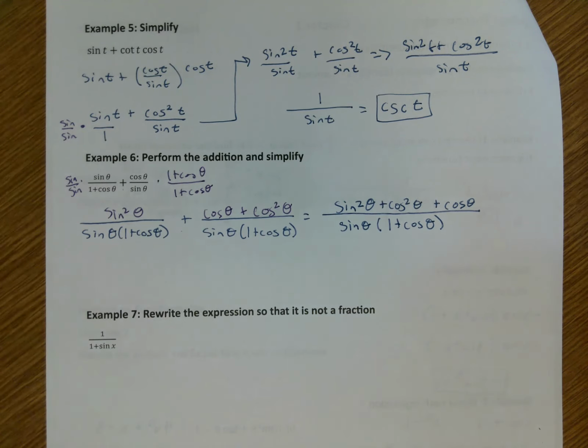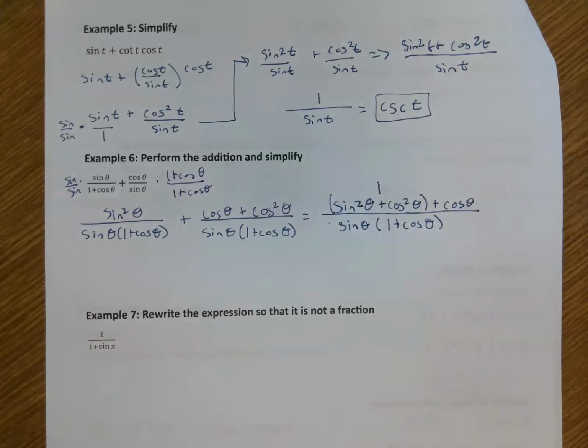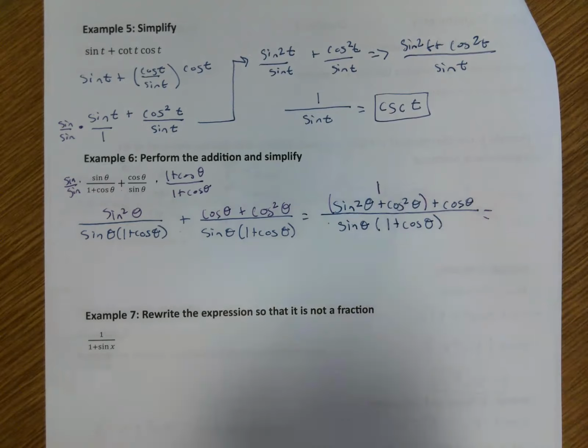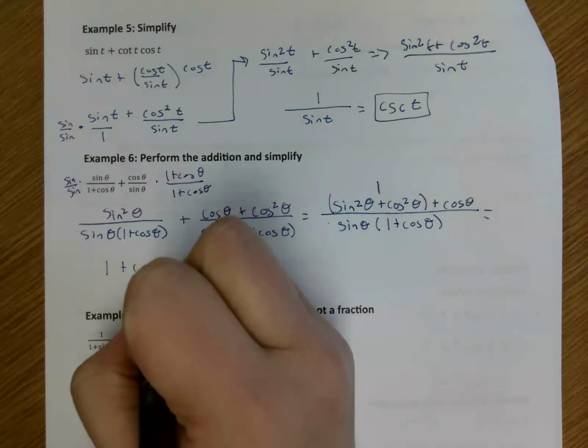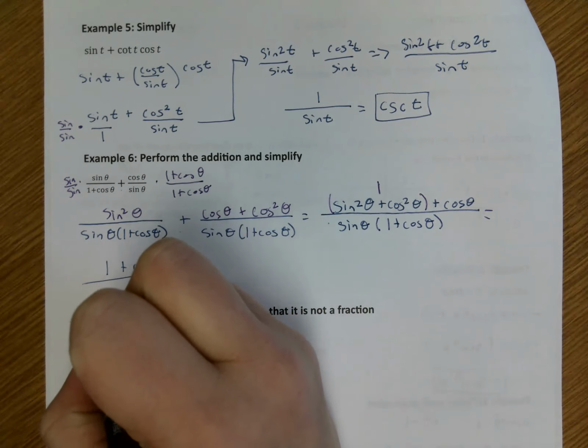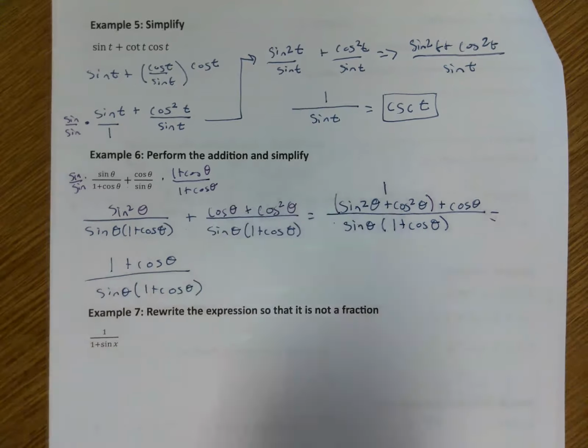Now, just like how we talked about right up here, when you have sine and cosine together, that can be replaced with 1. So I can replace this whole thing right here in that parentheses with 1. So I'm going to have 1 plus cosine theta over our denominator, which is sine theta 1 plus cosine theta. Do you see what just happened there?